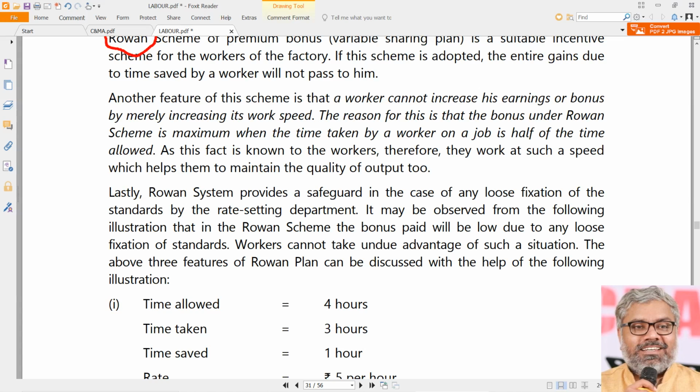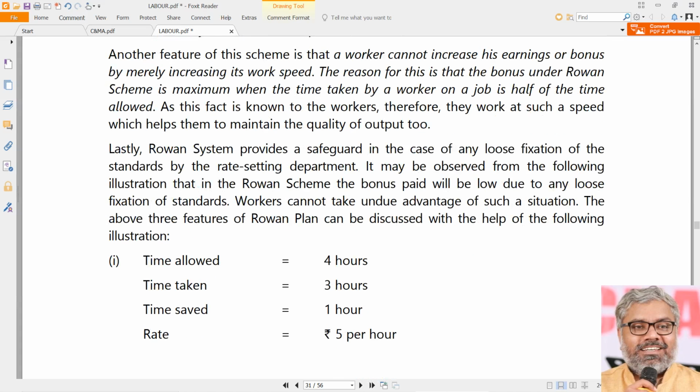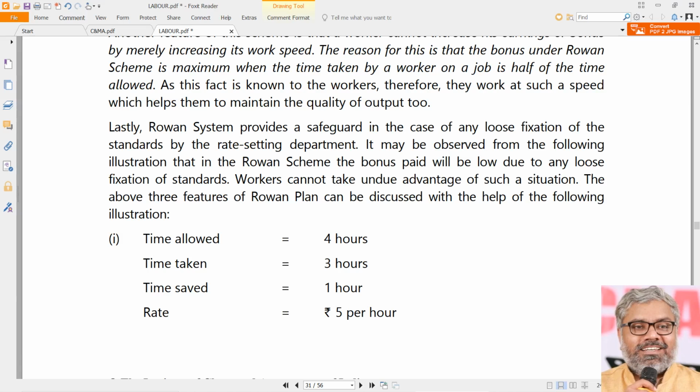Why is that? The bonus under Rowan scheme will be maximum when the time taken by the worker is half of the time allowed, and this is known to them. So if they work at such speed which helps them maintain the quality of output also, that means only if anybody can complete the work in half of the time allowed, which is practically not possible. They know that it is not possible. So they will not be only running after the speed. That is one more possible explanation for the advantages of Rowan scheme, we can say.